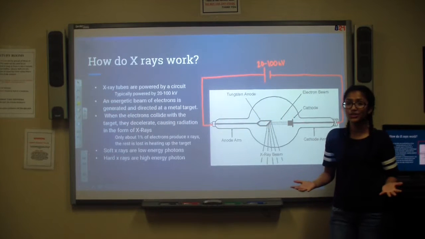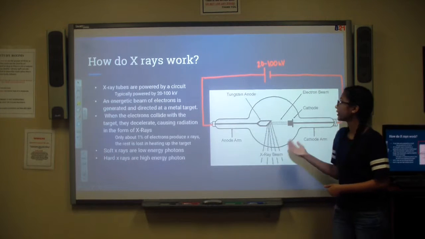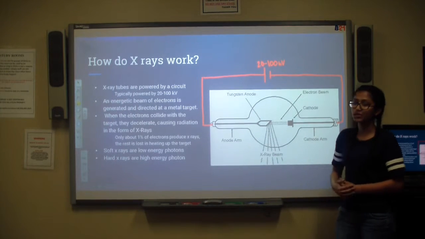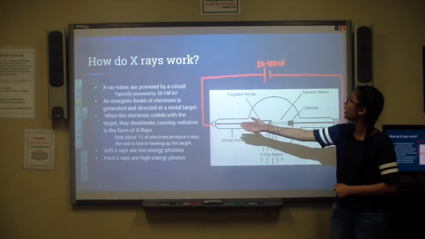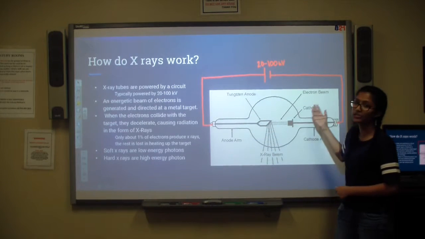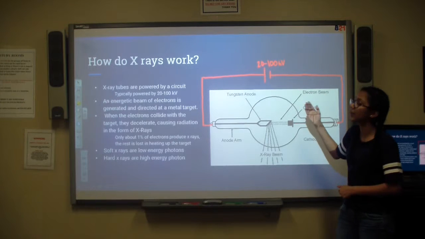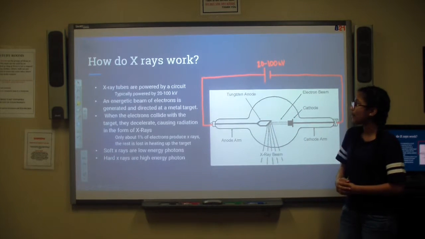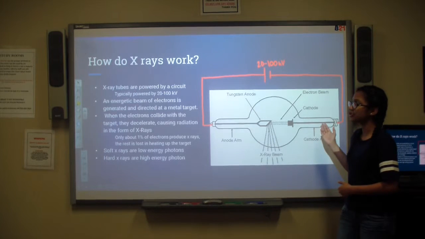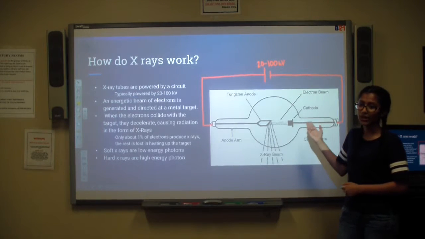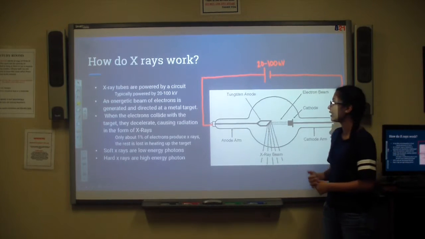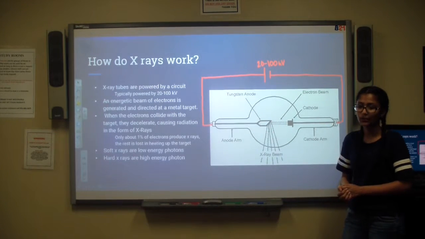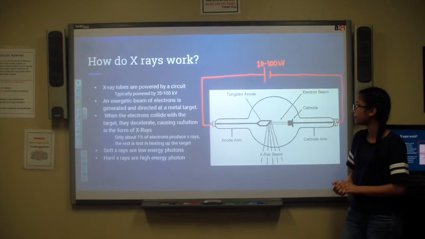So how exactly do X-rays work? If you look at this image over here, it illustrates an X-ray tube. X-ray tubes are powered by a circuit, as you can see here, and the circuit typically has a voltage ranging from 20 to 100 kilovolts. So what happens is that an energetic beam of electrons is generated and directed at the metal target, which in this case is tungsten. And when the electrons collide with the target, X-rays are emitted.